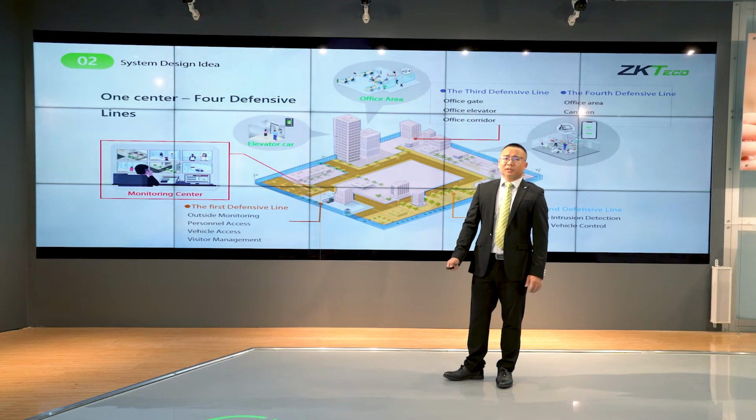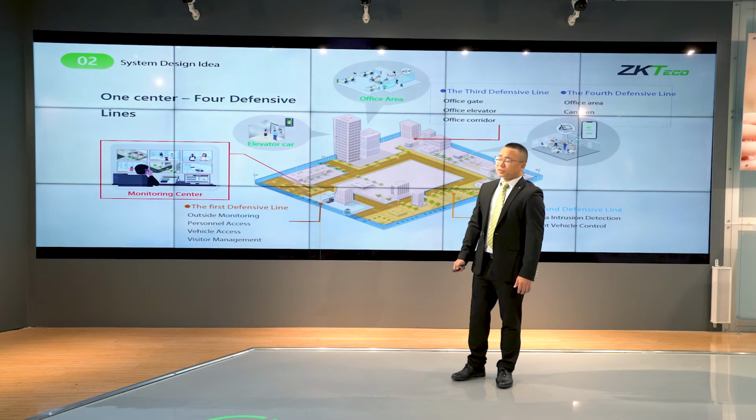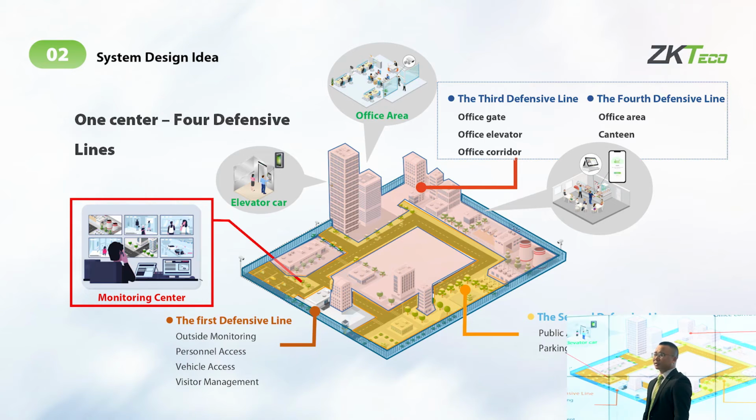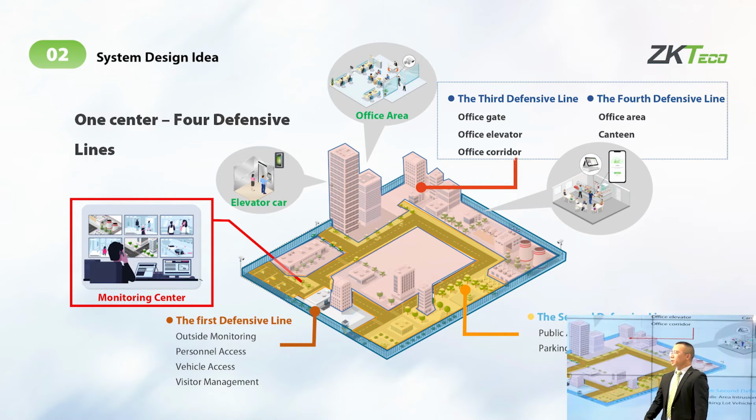About the ZKBioCV security, the design idea is like this. We call it the one center, four defense lines. First line, for the outside gate: outside monitoring, people's access control, visitor management, and also vehicle access for the first defense line.